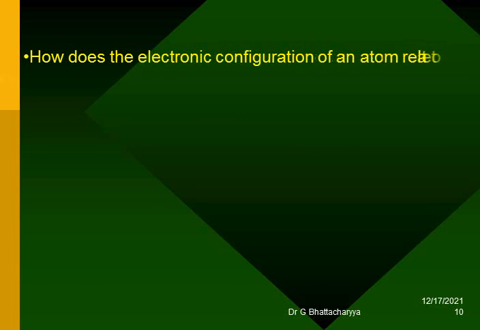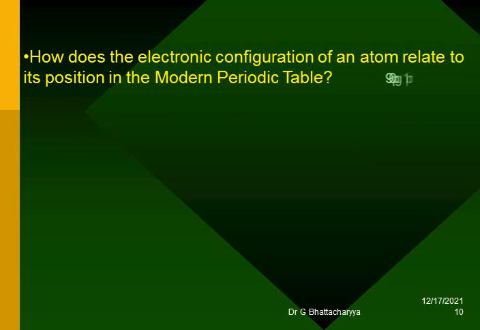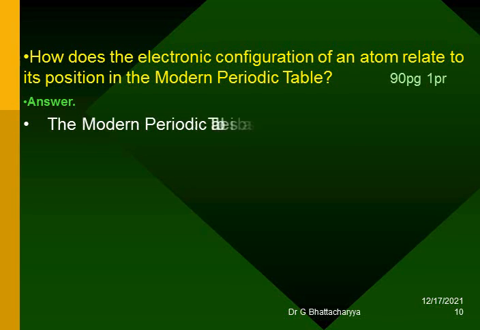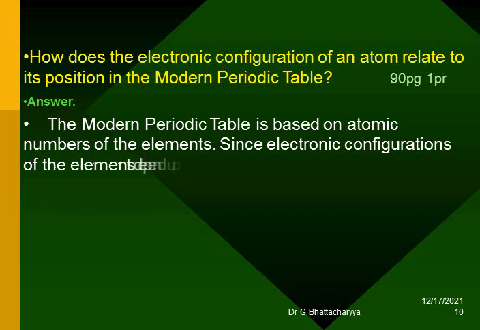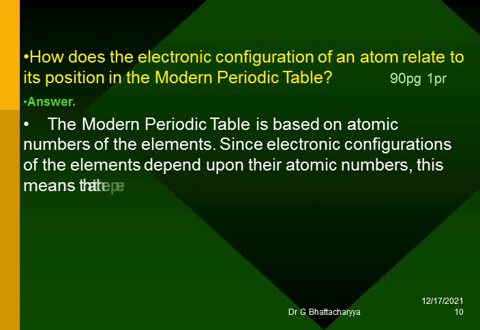How does the electronic configuration of an atom relate to its position in the modern periodic table? The modern periodic table is based on atomic numbers of the elements. Since electronic configurations of the elements depend upon their atomic numbers, this means that the periodic table is based on the electronic configurations of the elements.